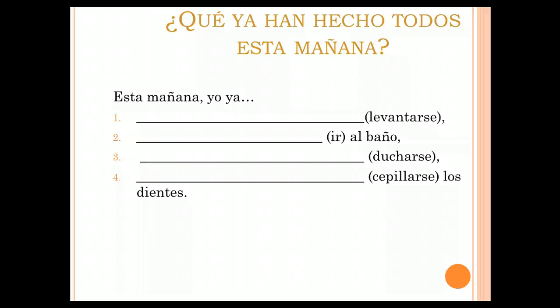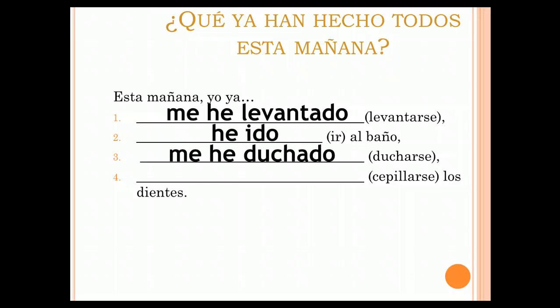So this morning I have already me he levantado. Levantarse is reflexive, so we have to make it match up because it ends in se. We know it's reflexive, so it will become a me because it's the yo form. He ido. Me he duchado. Me he cepillado. Same thing with number 3 and 4. They're both going to be reflexive because they both end in se, so we have to use the yo pronoun.